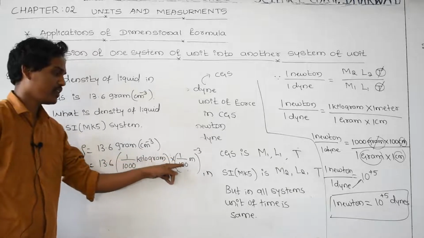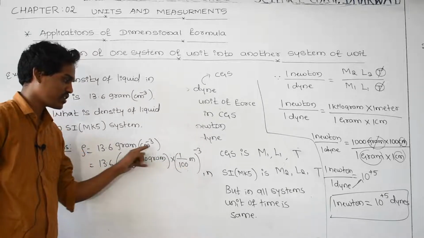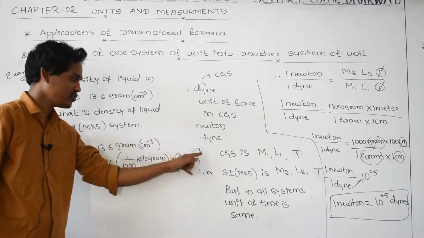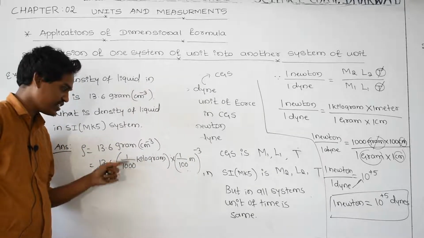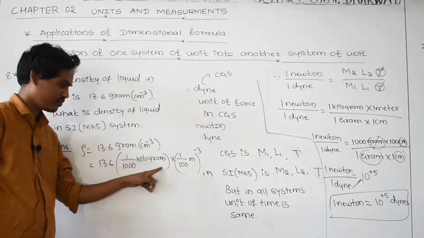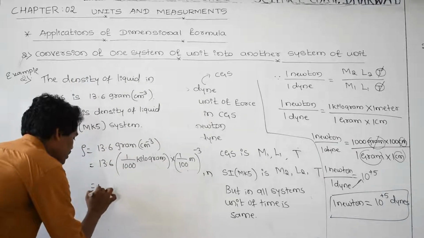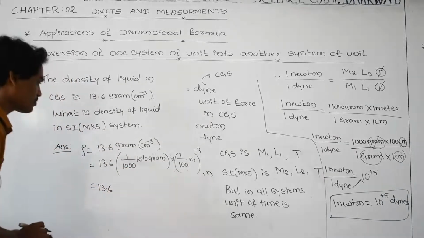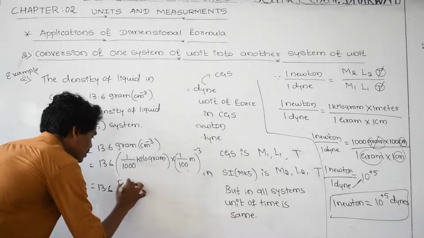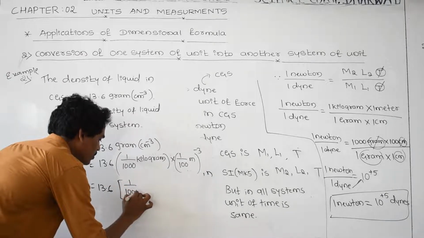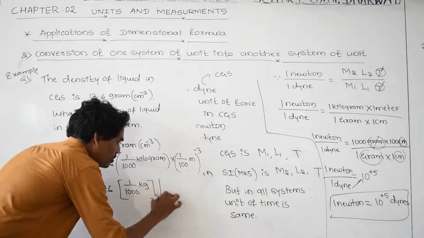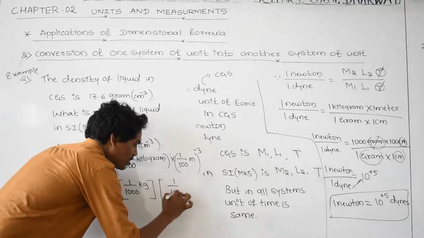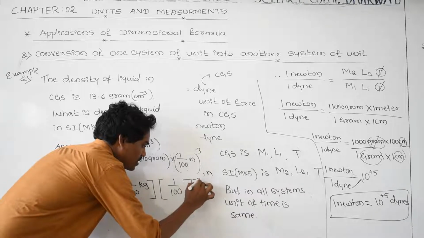Centimeter is getting converted into meter. 1 by 100 means centimeter. This minus 3 as it is. And how to convert? 1 gram means how many kg? 1 by 1000 of kilogram. And remaining 13.6 as it is. This is 1 by 1000 kilogram, and into this 1 by 100 raised to minus 3.